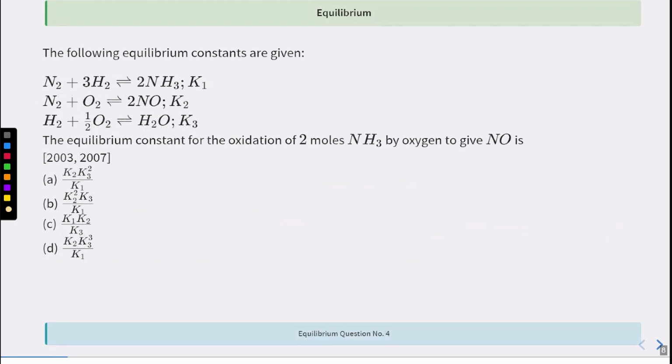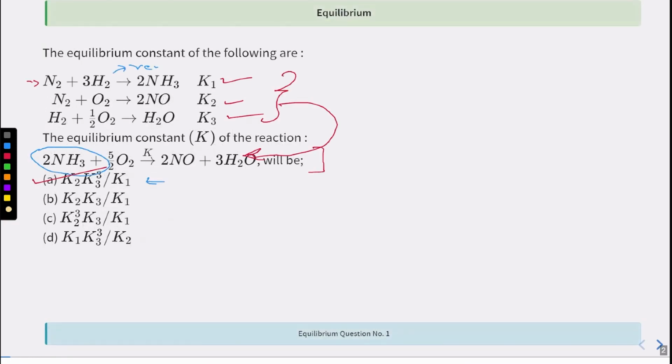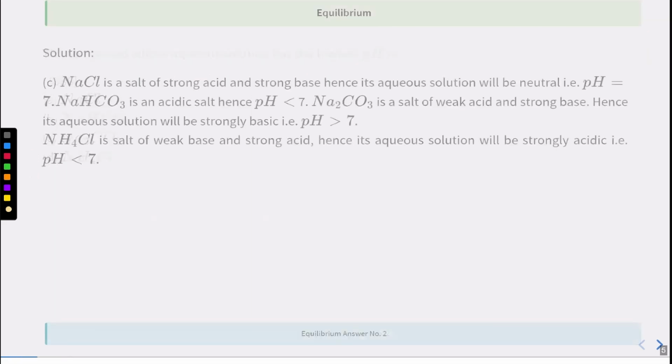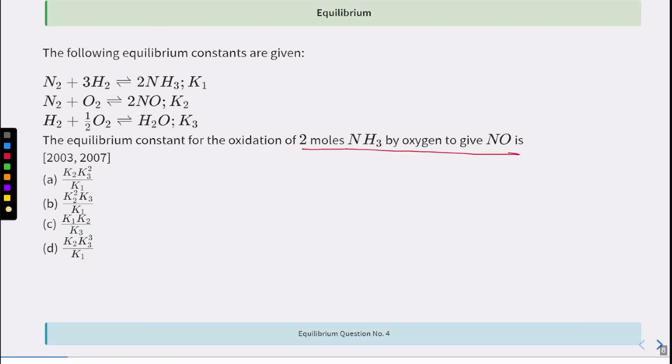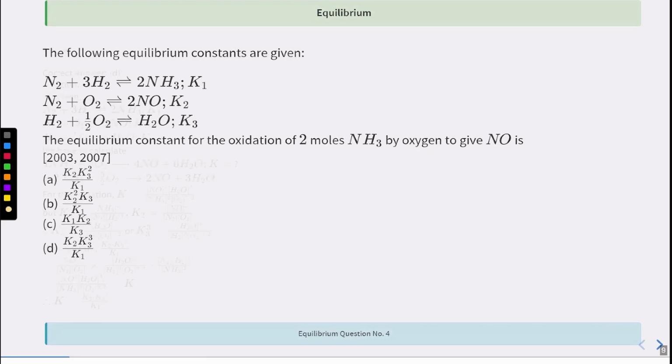Okay. Now, the following equilibrium constants are given. Again, you have a set of equations. Now, the equilibrium constant of oxidation of 2 moles of NH3 to give NO. So now let's just go back and remember this equation, right? That is what they're asking. They are literally asking the same thing again, but this time they didn't give this equation. What they did is they just gave the word equation, which is this. Other than that, the question is exactly the same question. So this is a repeated question.